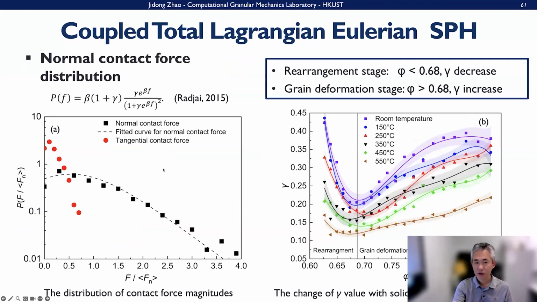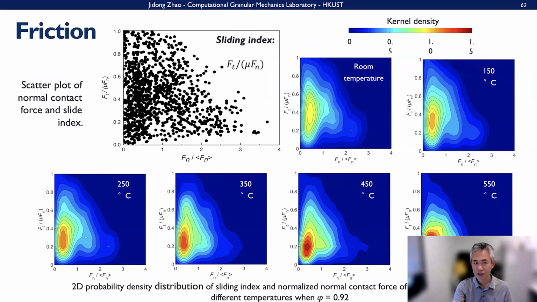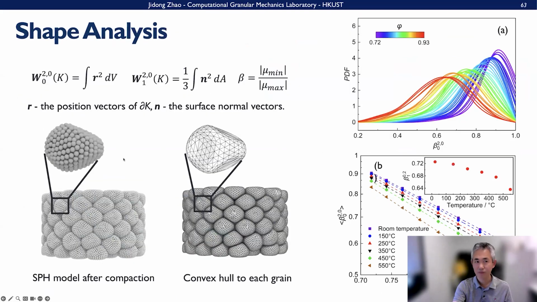And this is a further plot of the normal contact force. Again, we use Raja's systematic model for fitting, and those are the changes of the parameters with different solid fractions at different temperatures here. These are the further frictional behaviors, where we plot the sliding index, quantified from the sliding and normal contact force for all the contact surfaces, and plot the probability density function here.